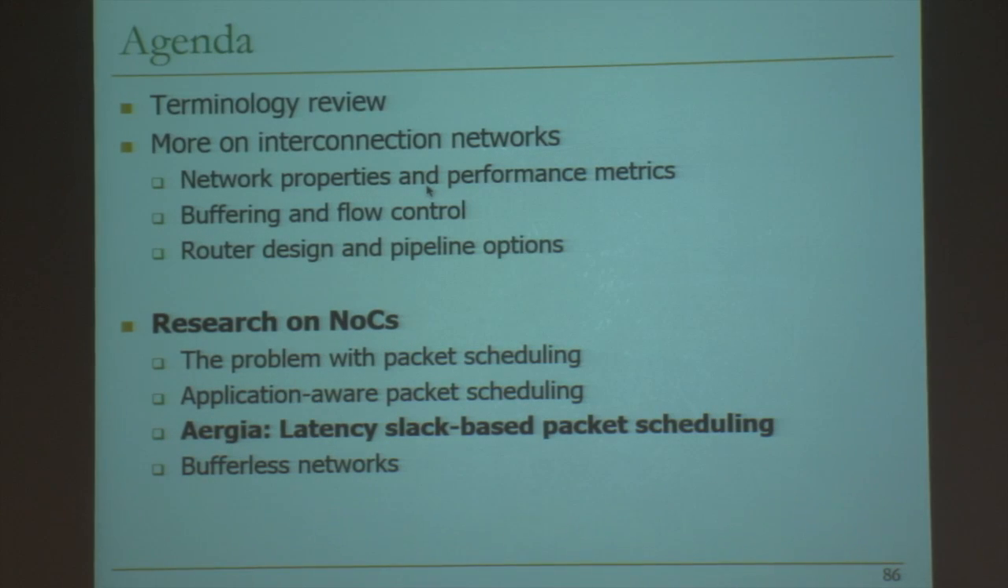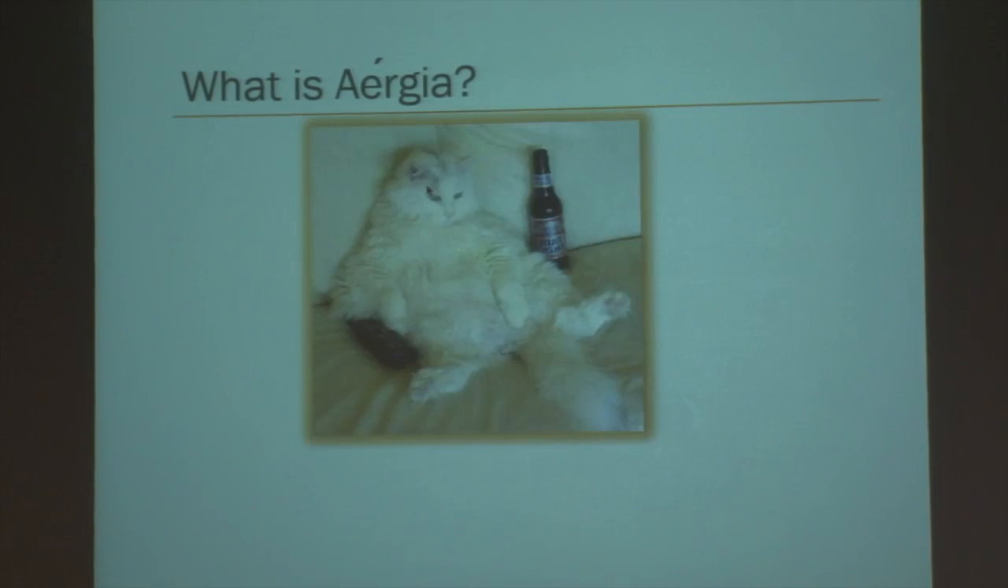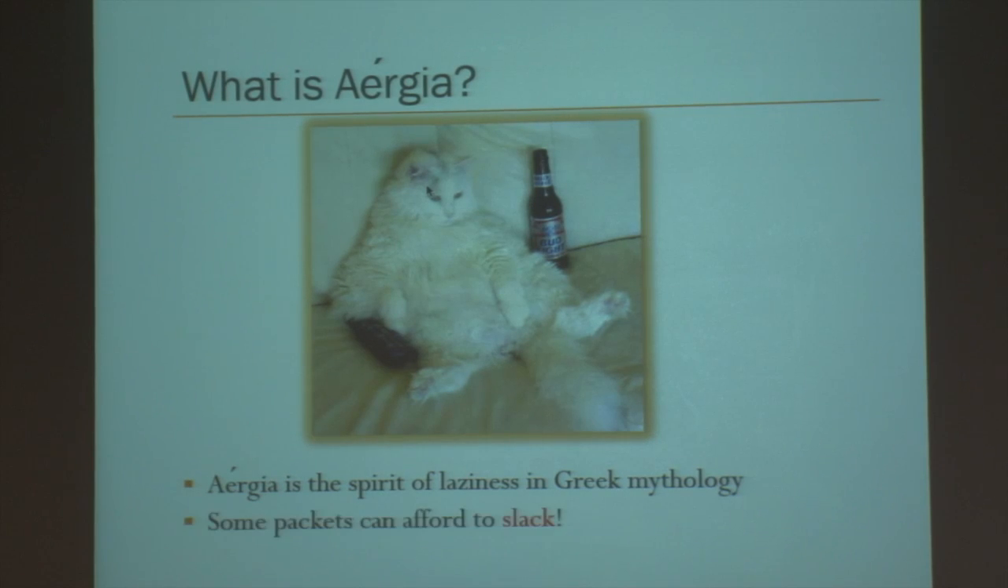All right, so the second paper has a similar goal. It's a paper that looks at packet scheduling again, but it does it in a slightly different way. It's called Aegia. It's a Greek word. Actually, I'm from Greece, so this makes sense for me. This lazy cat was in the original presentation, so I left it in. Aegia is the spirit of laziness in Greek mythology.